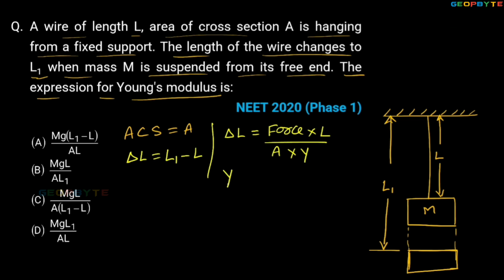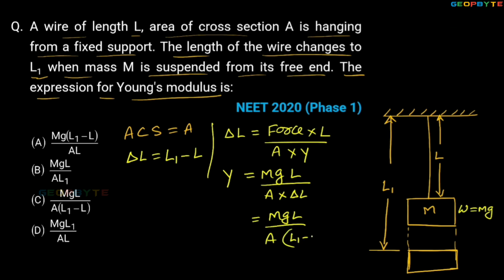From this, Young's modulus Y equals force, which is nothing but weight. Weight W equals the product mg. So Y equals M into G into L by A into delta L, where delta L is L1 minus L. That is the formula for deciding the Young's modulus. Look at option C, MgL by A into L1 minus L. Option C is absolutely correct.